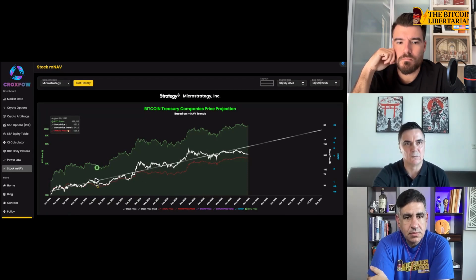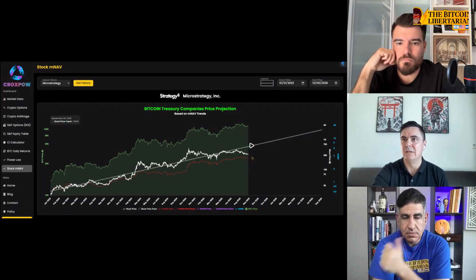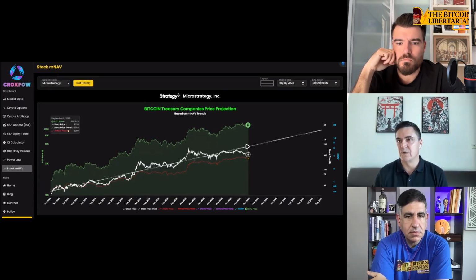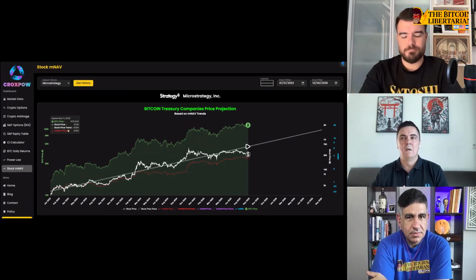Indeed, it happened to MicroStrategy around these years that the price went below the mNAV 1 trend, but eventually it will pop up naturally, as gravity pulls objects down to earth. It's natural that you can call the bottom of the price at mNAV 1.